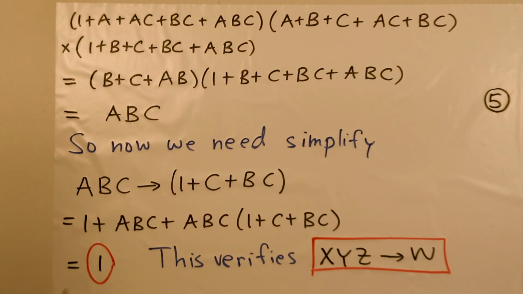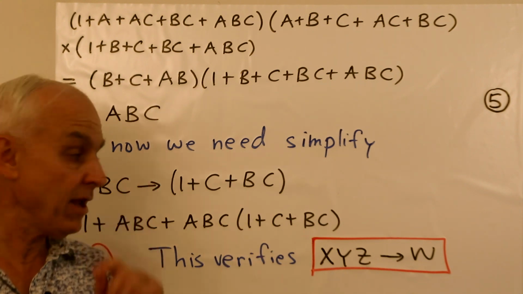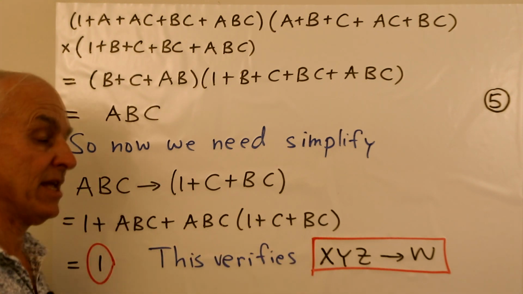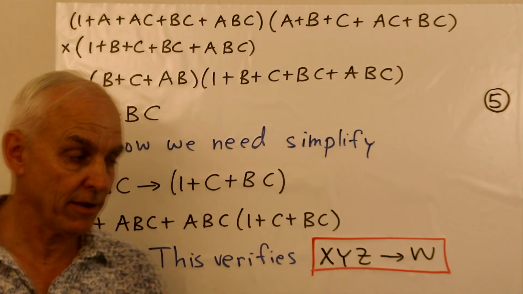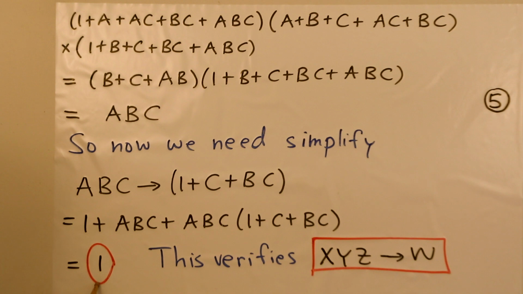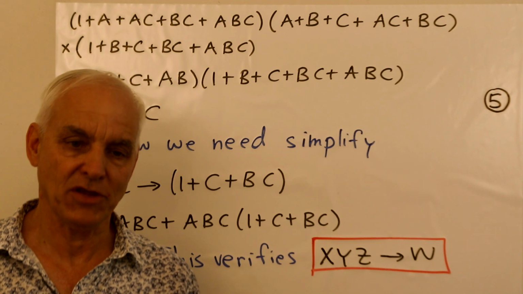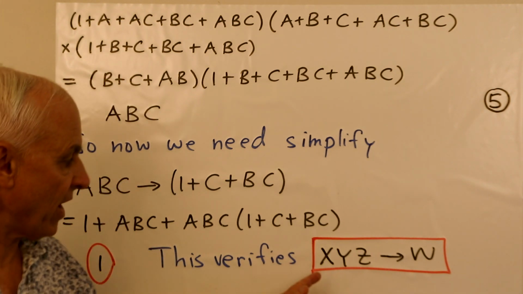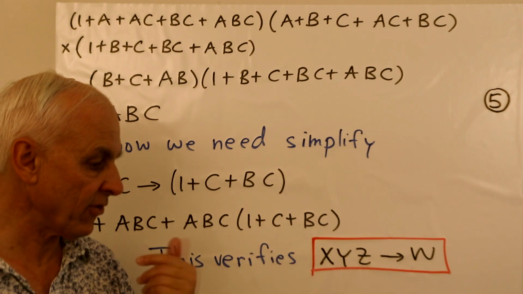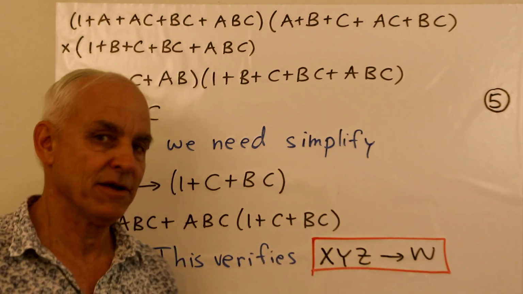Now, that's very manageable because we know how to do that. That's an implication. So it's 1 plus the first term, ABC, plus the product, ABC times (1 plus C plus BC). And what do we get? Well, the ABC here cancels with the ABC here. The ABC times C is ABC, but so is ABC times BC. That's also ABC, so those two cancel. And all that we're left with is the 1 at the beginning. That's what we want. That proves that the argument is legit. This verifies that, yes, indeed, the product of the 3 premises, x, y, and z, does imply W.